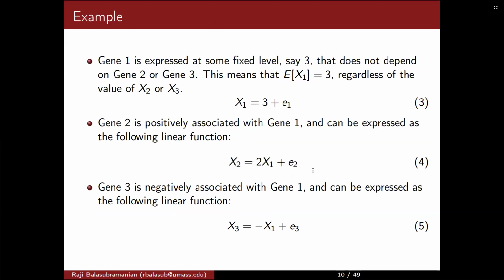Here's a simple example of how a partial correlation might work. Let's say you have a set of 3 genes. I'm going to generate some data for gene 1 using a very simple linear function. The average value of gene 1 is going to be 3, and I'm going to add some random error to it. So gene 1 is not influenced by others. Gene 2, on the other hand, is 2 times gene 1 plus some random error. Because of this expression, gene 1 and gene 2 are positively associated.